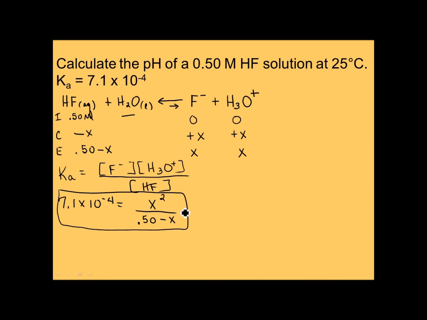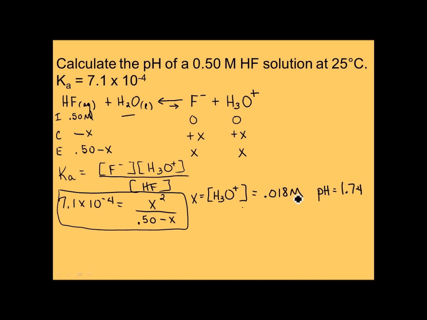Use your solver key. Calculate X. X is your hydronium ion. And for this problem, you get 0.018 molar. That means the pH, which is the negative log of 0.018, is going to be 1.74.